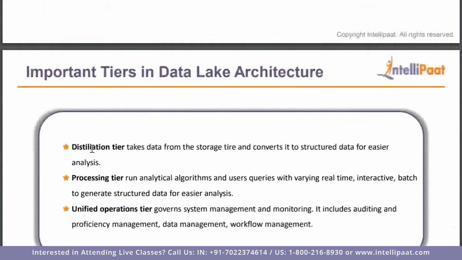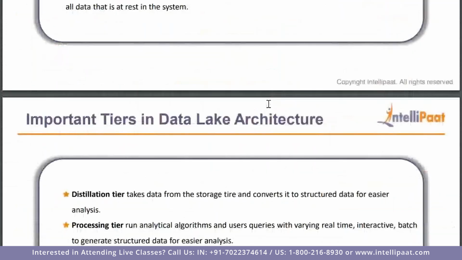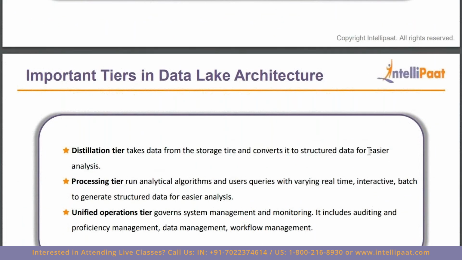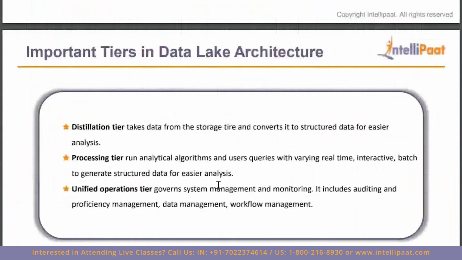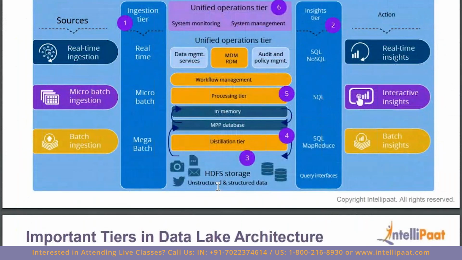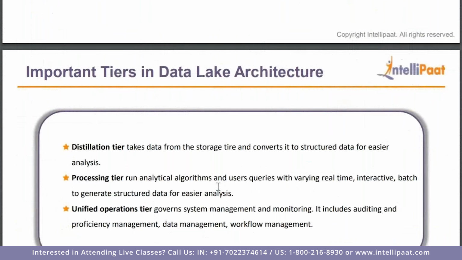Next, we see the distillation layer, which is the fourth layer. What that layer does is it takes the data from the storage tier and converts it to structured data for easier analysis. Suppose your unstructured data is coming and your structured data is there. In that case, it will convert it in such a way that it becomes structured for the work. So definitely we have to do this kind of data harmonization, right? The distillation tier is all about how we are going to merge the structured and unstructured data and get it into the right format, correct?